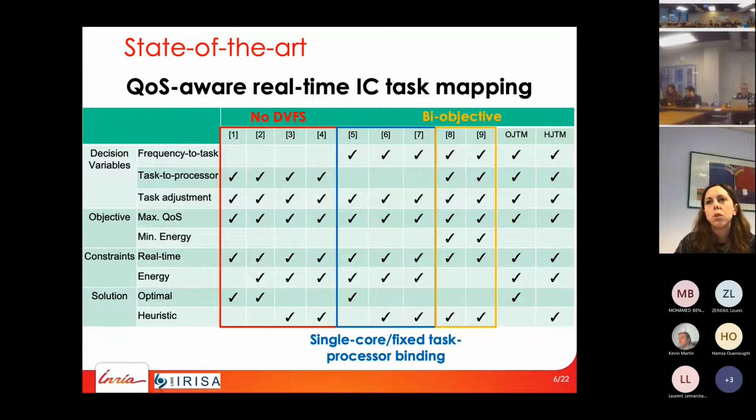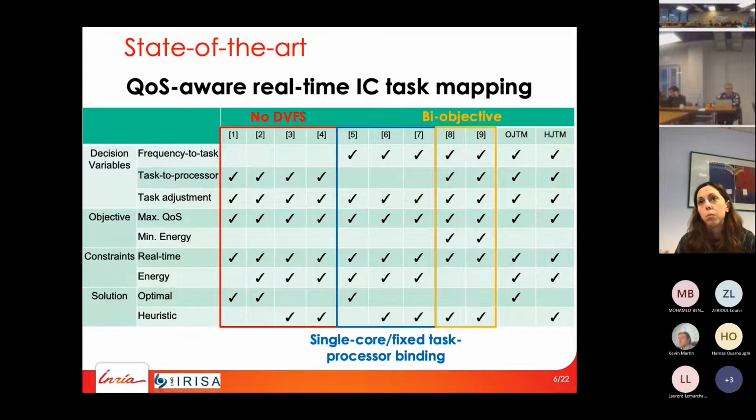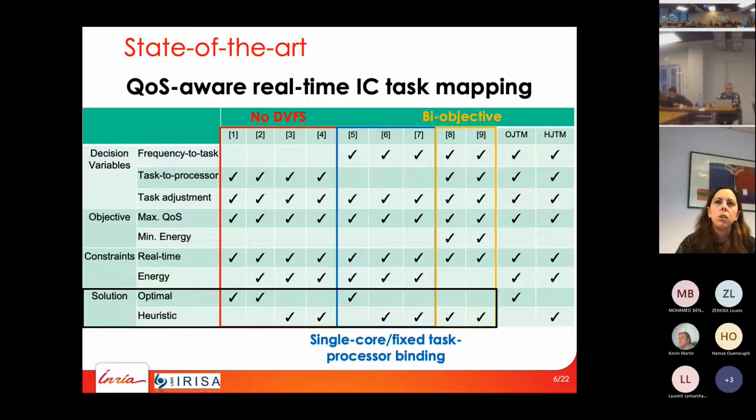We have also some works that have a double objective, that is maximize QoS and minimize energy consumption. And overall, we can say that the majority of existing works are focusing on designing heuristics. However, it would be interesting also to have the optimal solution. So in this way, we can check how far away a heuristic is from the optimal solution, and thus we can improve our heuristic methods.